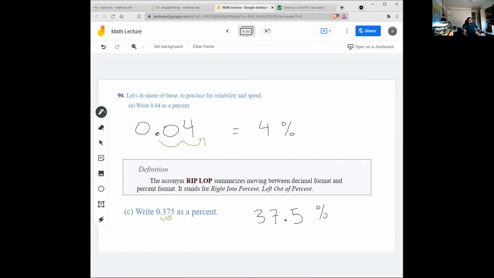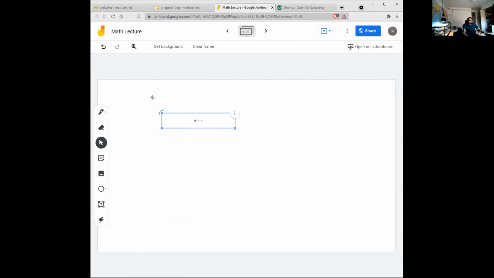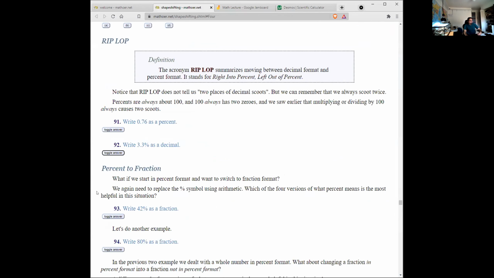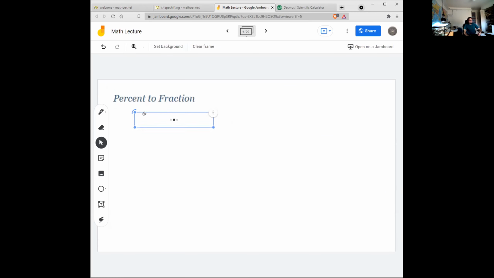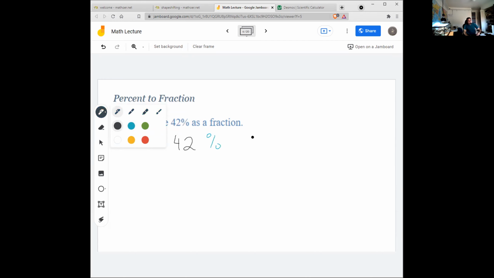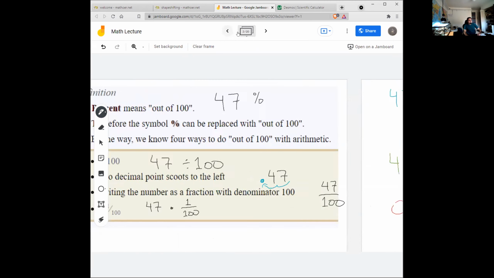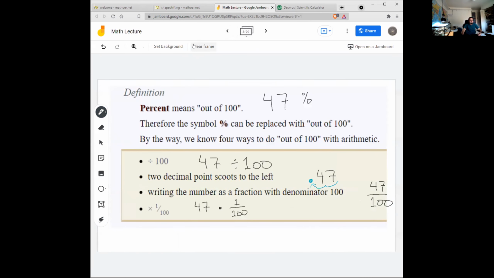Fractions. Oh no, fractions. Okay. So if I want to change a percent into a fraction, the decimal point scoots is no longer the easiest one. I want to take my 42% and again, replace the percent with something else. So which of these will be the easiest thing to do to make a fraction?